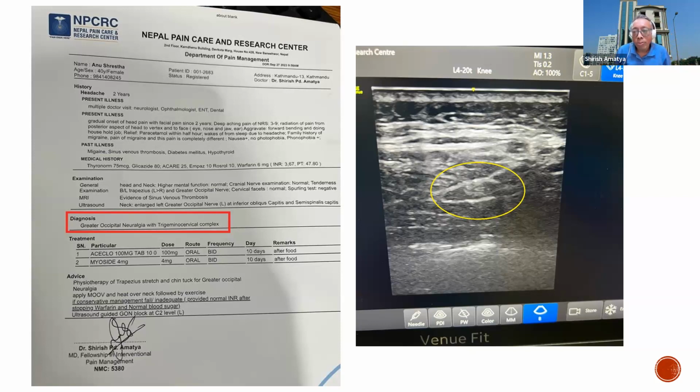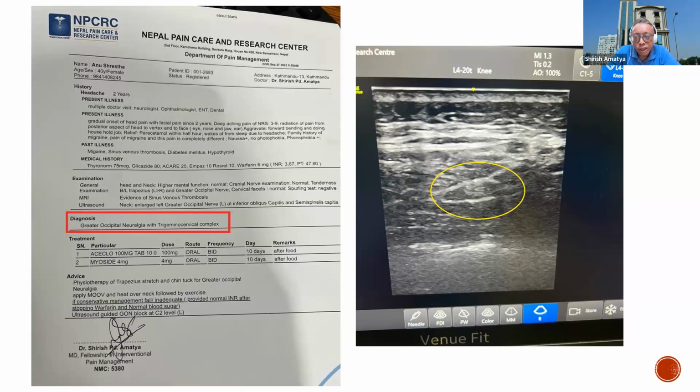An MRI of the head was done by the neurologist, and they found there was sinus venous thrombosis, and they thought that it was the cause of the headache. But actually, when the patient was examined, there was tenderness on both trapezius muscles. Her range of motion of the neck was normal, but on palpation of the greater occipital nerve area, it was very tender. And during palpation of this area, the same type of radiating pain was mimicked in the patient.